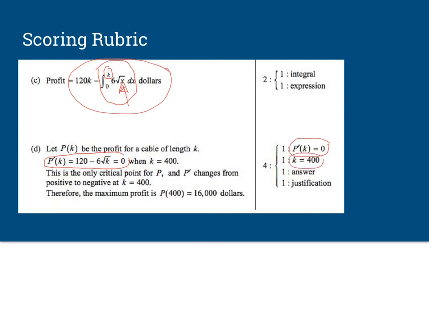Next, did you find the value for k is 400? Okay, answer, that's this value. Somewhere did you show that the total profit is $16,000? And justification, you have to explain verbally that the critical point for p is where p prime changes from positive to negative. Be brutal with yourself. Don't give points if you don't earn it.